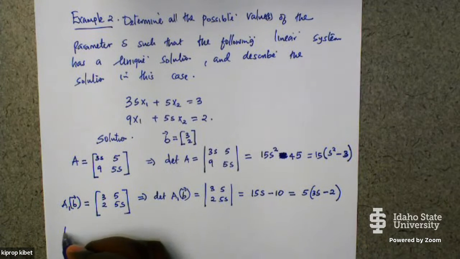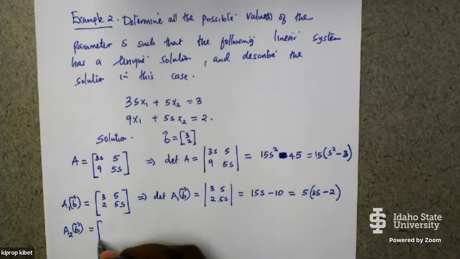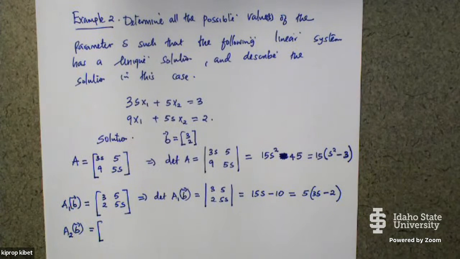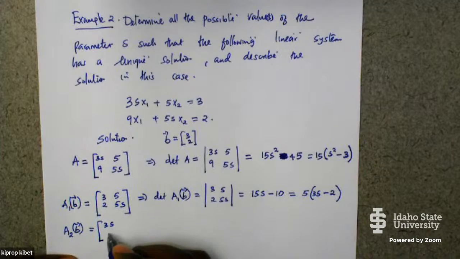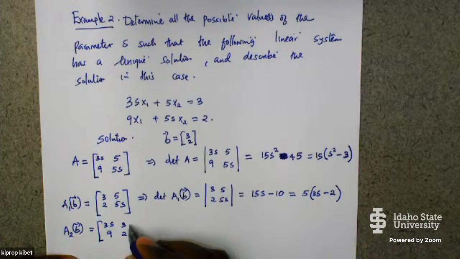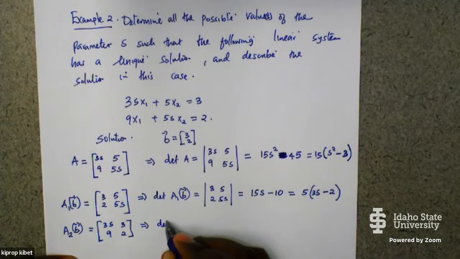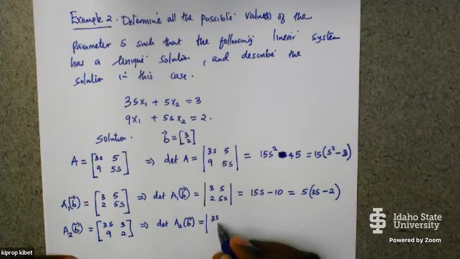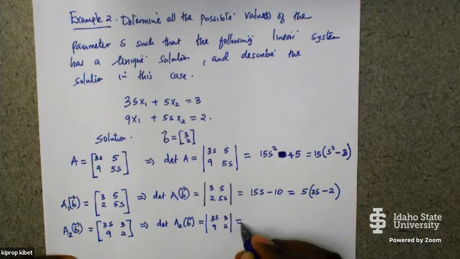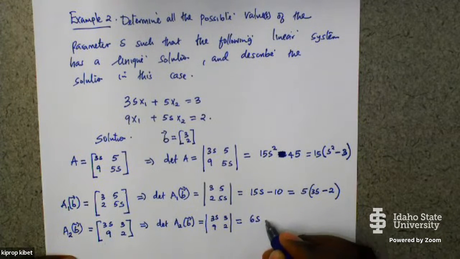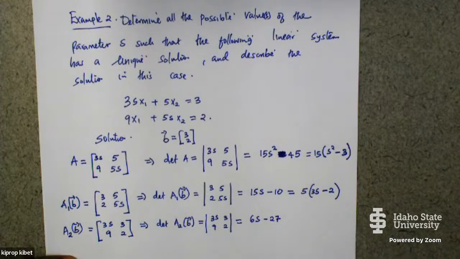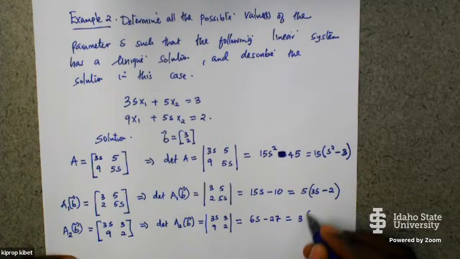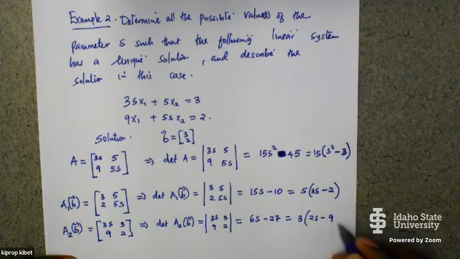Then A2(B): you replace the second column by B, which will give us 3s and 9, and here 3, 2. Then the determinant of A2(B) is equal to the determinant of [3s, 9; 3, 2], which is equal to 6s minus 27. This is similar to 3 times (2s minus 9), so 2s minus 9.